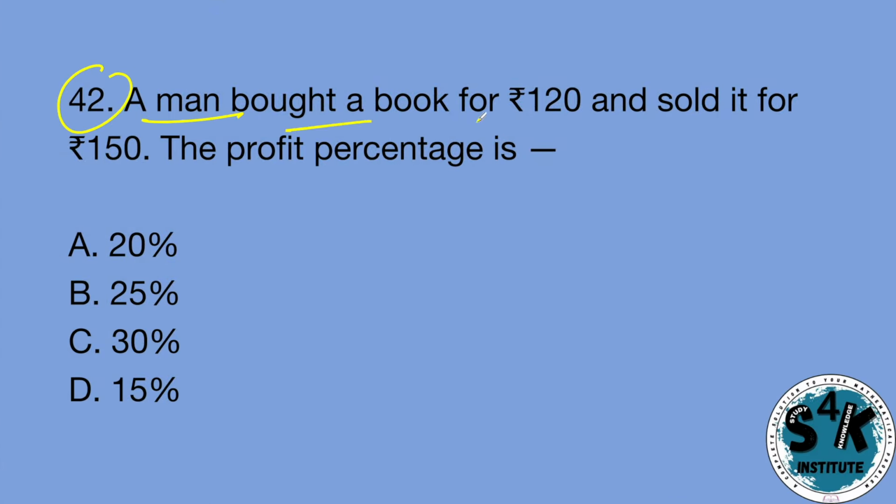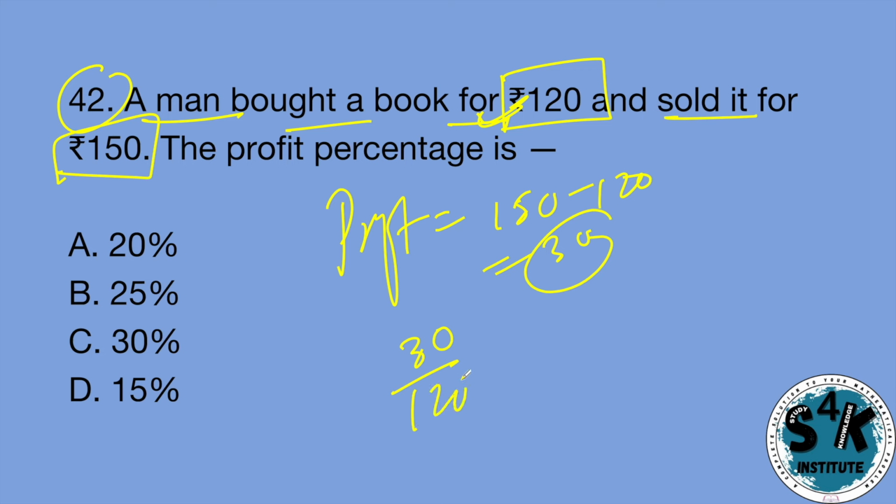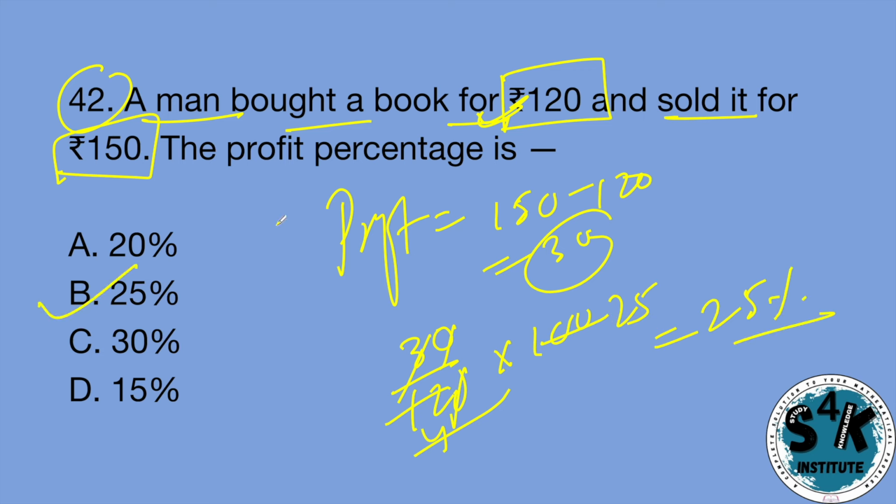A man bought a book for 120 rupees and sold it for 150 rupees. So obviously cost price is less than selling price. So obviously I have a profit, that is 150 minus 120, that is 30. So 30 is how much of 120. So it becomes 30 over 120 into 100. It becomes 25%. Okay, so answer is B. The profit percentage is 25%.